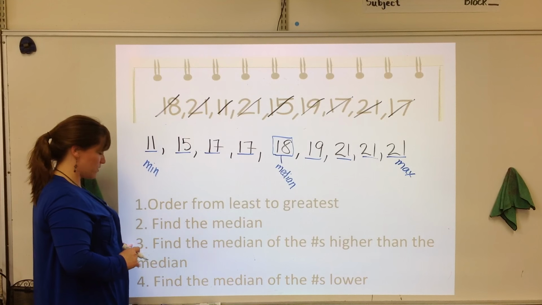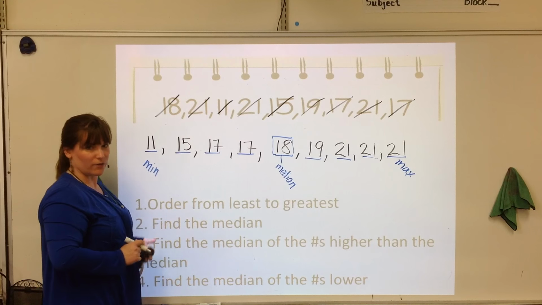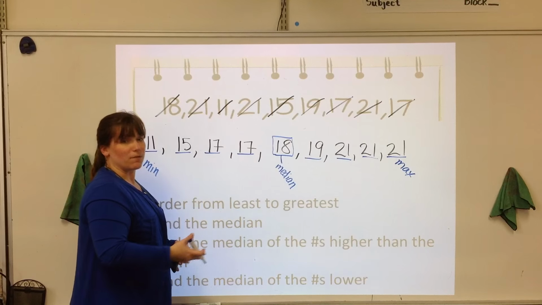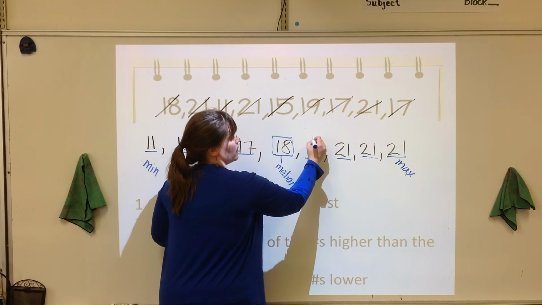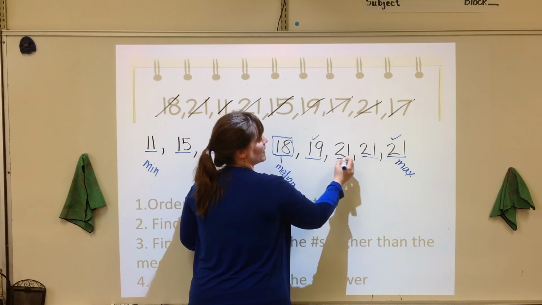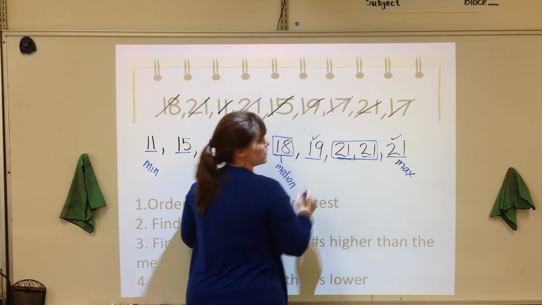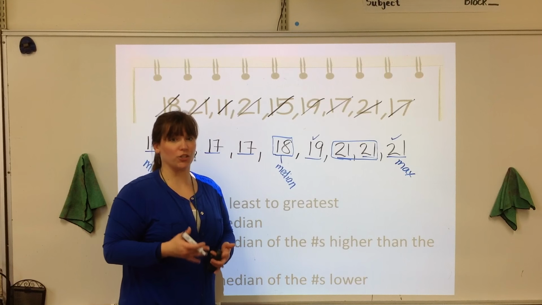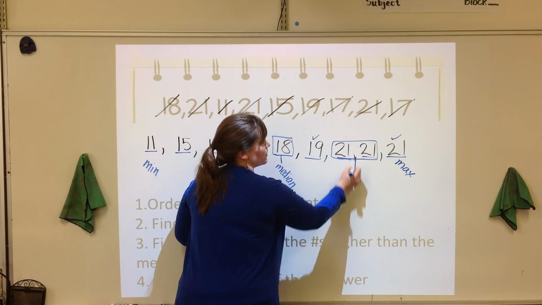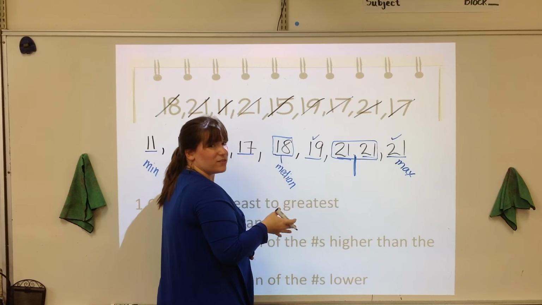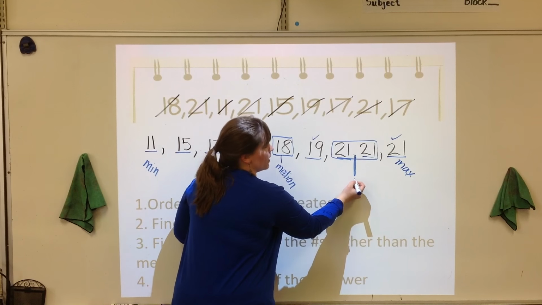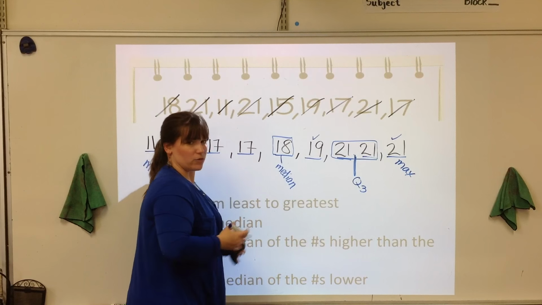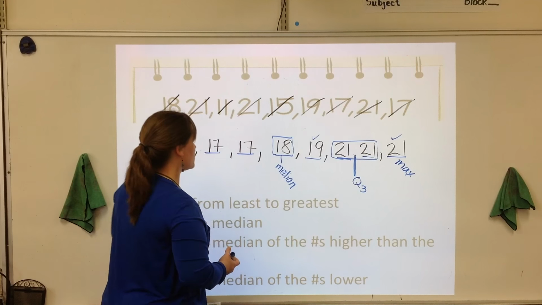So I know my steps say number 3 first is the higher. So let's do the higher first. So 19, 20, 21, and 21, I have to find the median of those 4 numbers. So 19 and 21, and then I have these 2 in the middle. So 21 plus 21 divided by 2 is going to be just 21. So that is our second division, and this has a special name that we'll get to. We're going to call that Q3, because we're dividing it into 4 equal pieces.